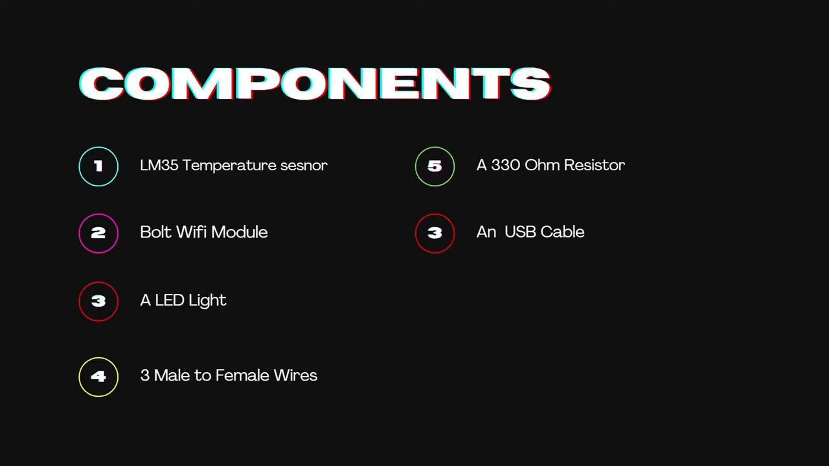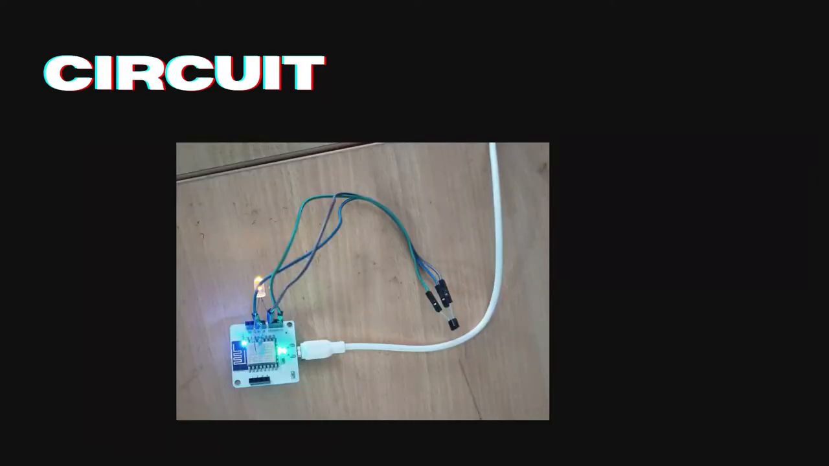So the components required for this project are an LM35 temperature sensor, a Bolt Wi-Fi module, an LED light for indication, three male to female wires. These wires are required for connecting the temperature sensor to the Bolt module, a 330 ohm resistor. This resistor is to protect the LED light from the high current, and a USB cable for giving the power to the Bolt Wi-Fi module.